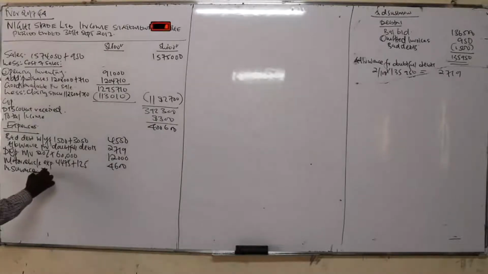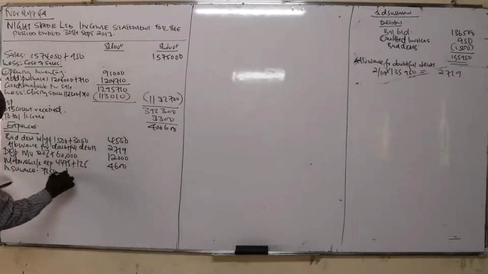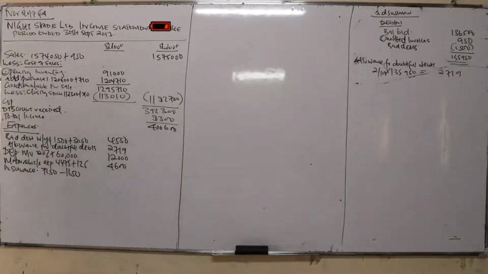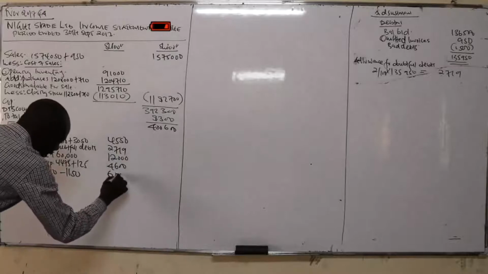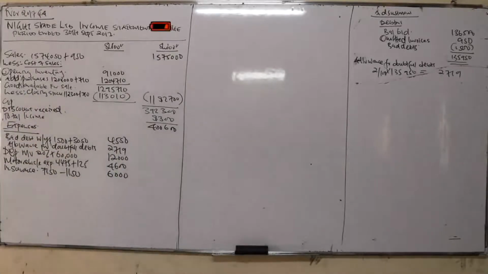71. And then we deduct the prepayment. Prepayment is how much? 1,150. Sorry? It's how much? 6,000. So here you write 6,000 for insurance. We are through with note number 6. Note number 7, you've already done it partially.